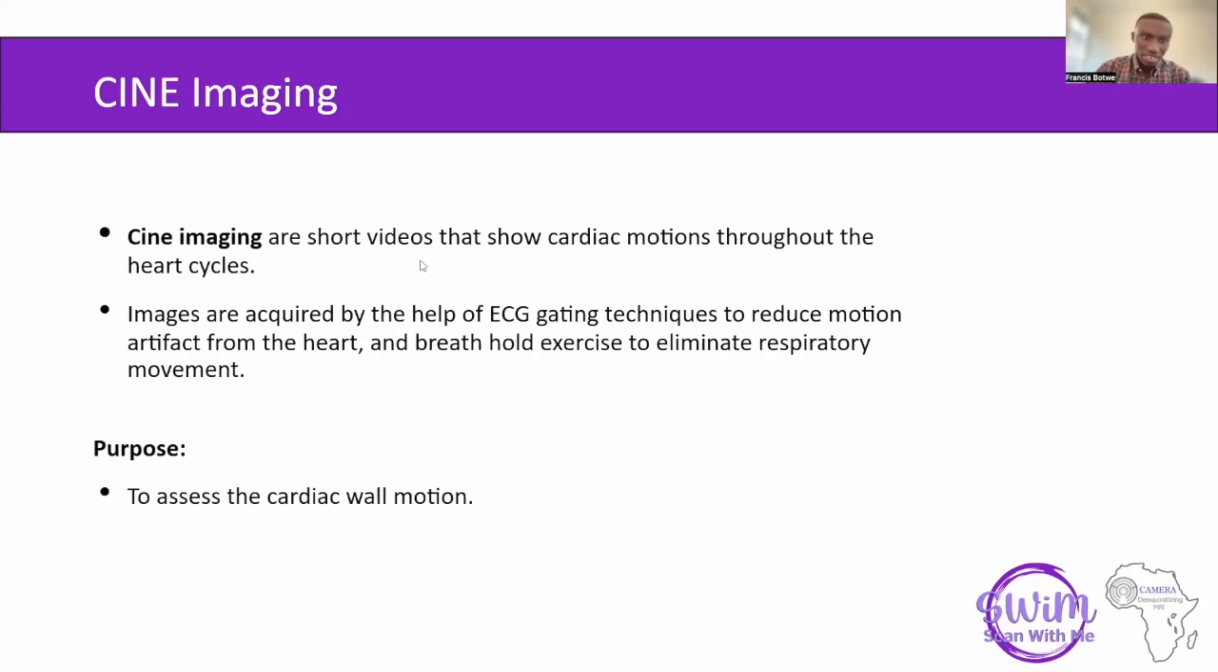Let's look at cine imaging. Cine imaging are short videos that show cardiac motion throughout the heart cycle. And I've mentioned already that because of the movement of blood, we use gradient echoes in acquiring these images. Because if you rely on spin echo, it's going to give you a lot of artifacts. Images are acquired with the help of ECG gating techniques to reduce motion artifacts from the heart and a breath hold exercise to eliminate respiratory movement.